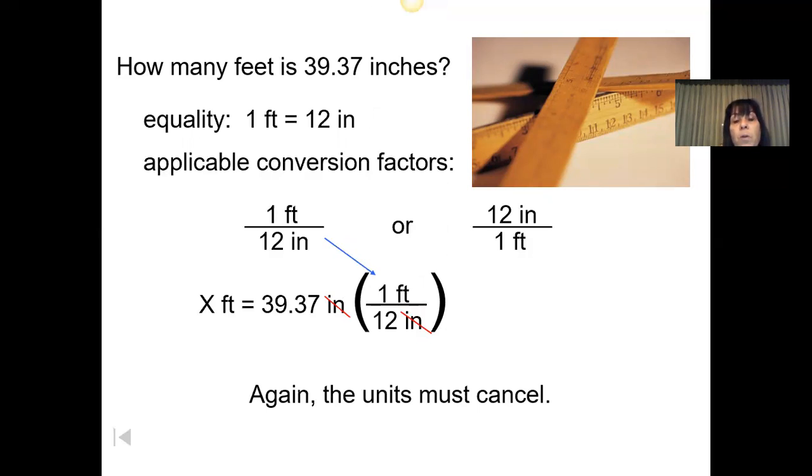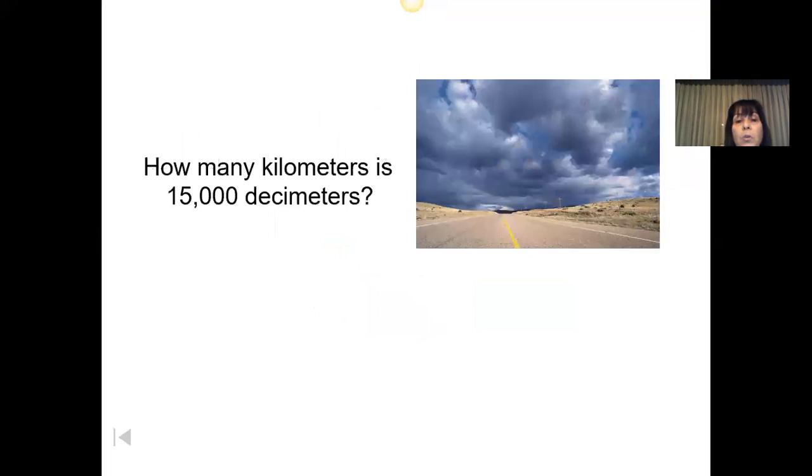Again, I will be left with only feet, but this time, as in the last one, you're going to have to divide the two answers. So I will have to divide 39.37 by 12, and again, this will give me a certain number of feet, and when I divide that, I get 3.28 feet.